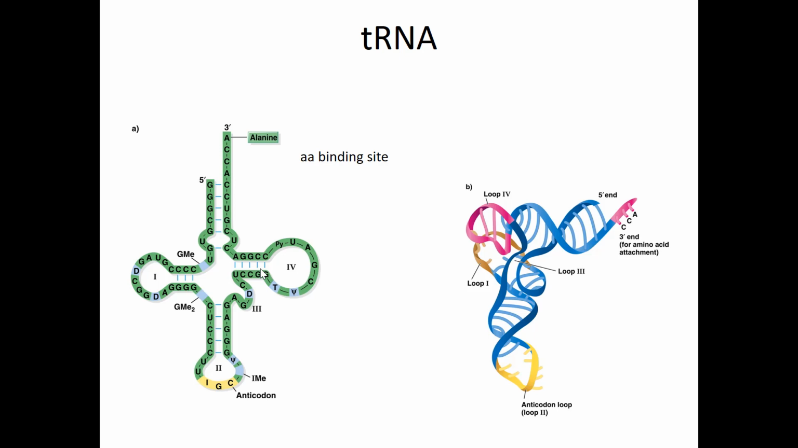This gives us an overall three-dimensional shape of the tRNA and allows for two really important domains. This one right here is where the anticodon is. Here are three bases that will be complementary to the codon and will facilitate the translation from that sequence of three RNA bases into a particular amino acid. And here's your amino acid binding site on the other end of the tRNA.